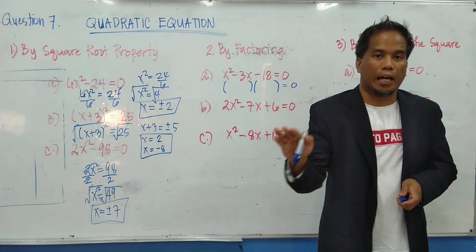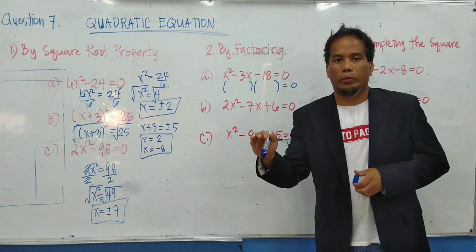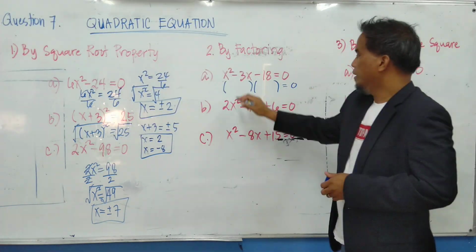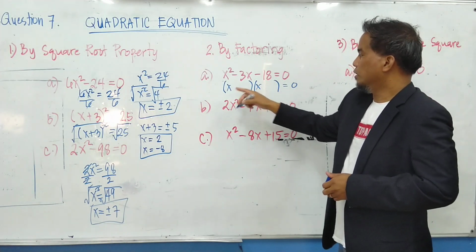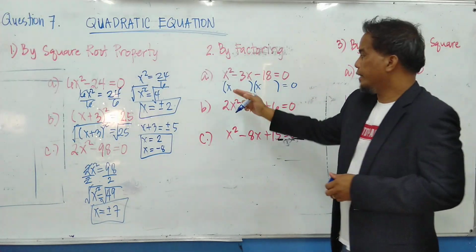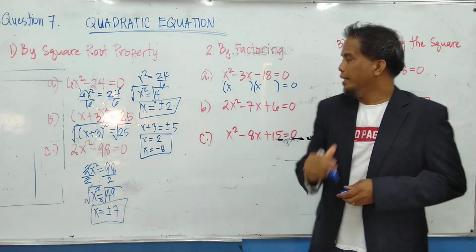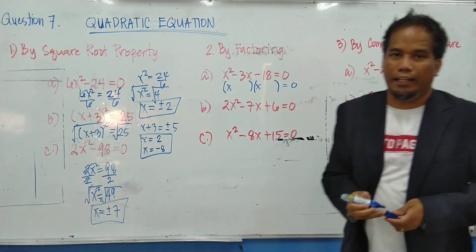It depends on the signs that you are going to use. For x squared, factors are x and x, so that when you multiply, x times x is equal to x squared. Okay? Then how about 18?